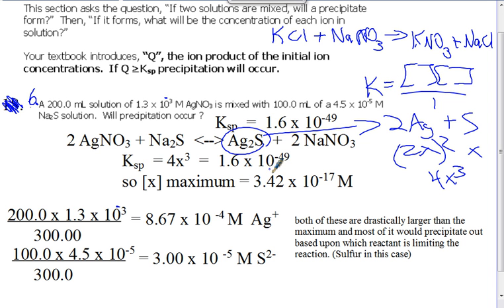If this is the Ksp, and that's the algebra expression for the solubility of silver sulfide, do I take a cube root first, or do I divide by 4 first? Got to divide both sides by 4 first. Then I cross the 4s out here, and I can take a cube root of both sides.